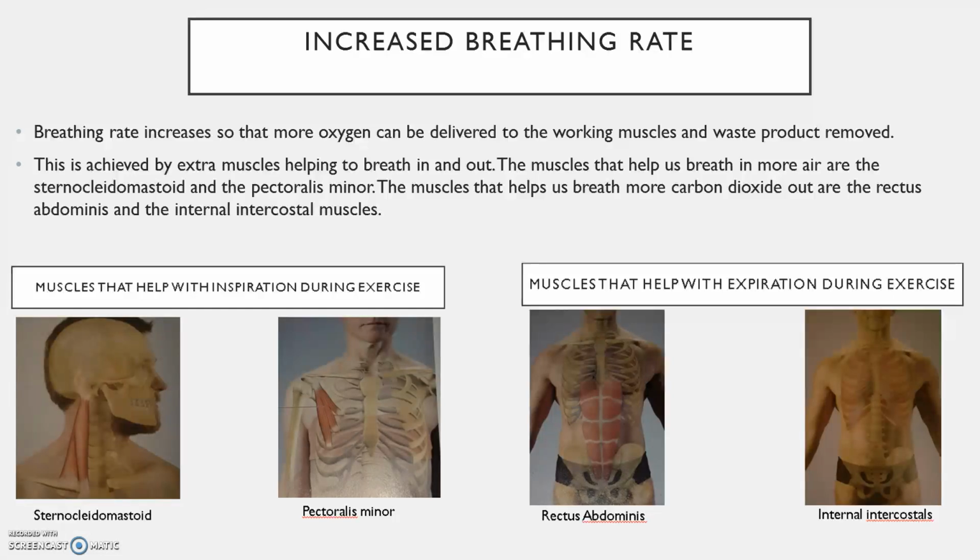So we're breathing more. Now this is achieved by extra muscles helping to breathe in and out. The muscles that help us breathe in more air are the sternocleidomastoid, which is here, lifts up the rib cage, and the pectoralis minor. As you can see, it's attached to the rib cage. This also lifts up the rib cage. The muscles that help us breathe more carbon dioxide out are the rectus abdominis here and the internal intercostal muscles.